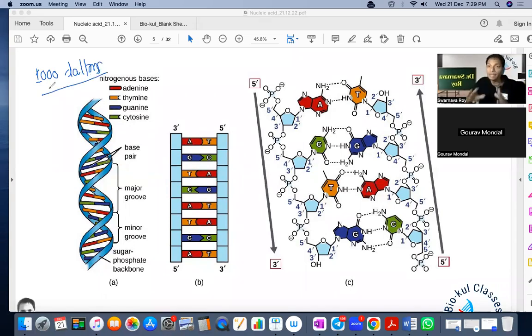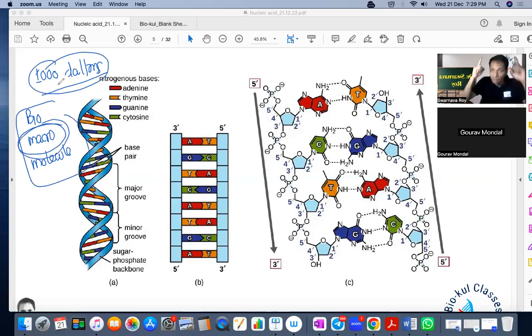Lipid, if you look at, lipid is not a macromolecule. It's a biomolecule. I've talked about lipid in one of my other lectures. Lipid is technically a micromolecule. Lipid size is less than 1000 daltons. But if you look at protein, polysaccharides, nucleic acids, these biomolecules are biomacromolecules. Why macro? Because their size is more than 1000. But lipid is not a biomacromolecule. It is simply a biomolecule, right? Because its molecular weight is less than 1000 daltons.